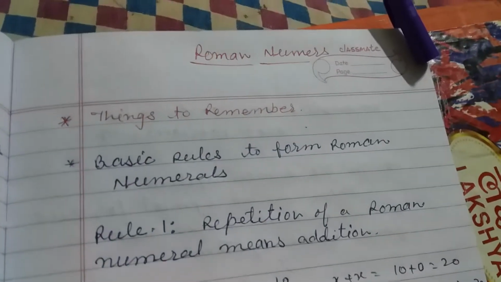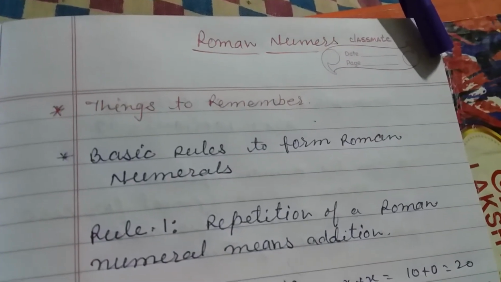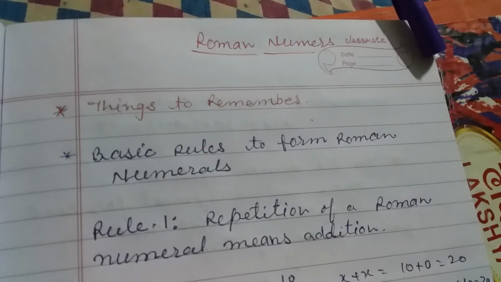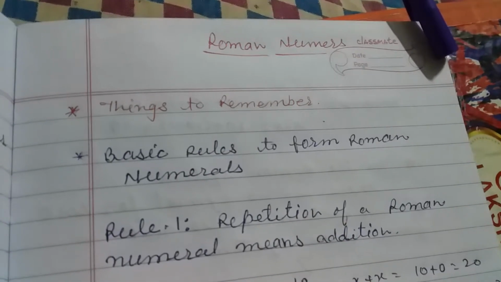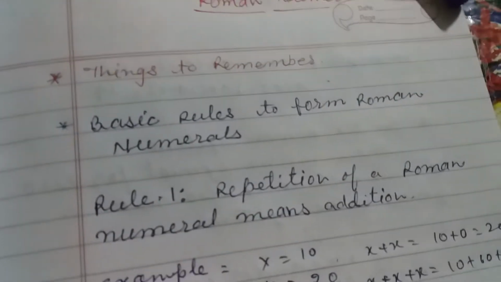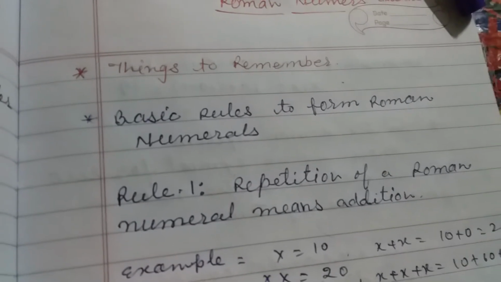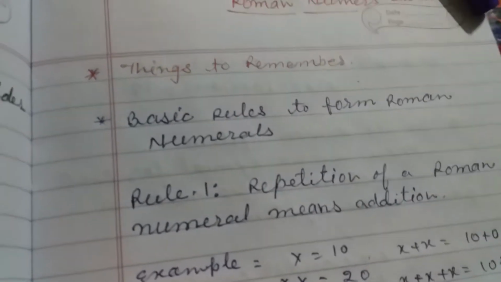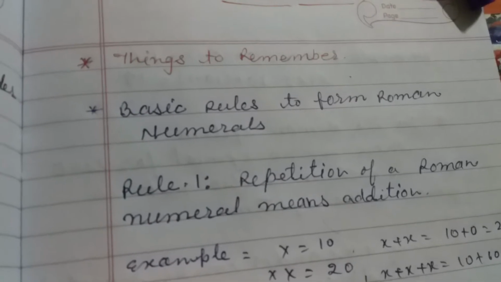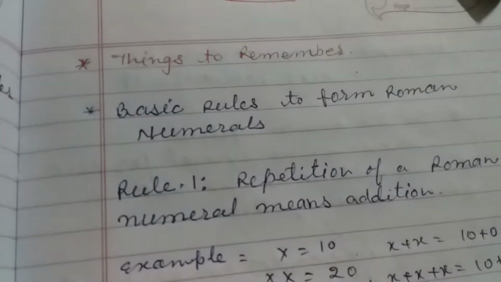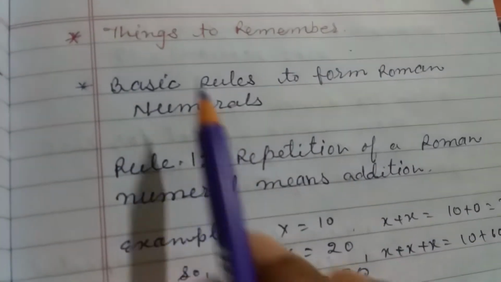Good morning, students. This time we have to study Roman numerals. Firstly, I have given Roman numerals 1 to 100. You have to write and learn them. Then there are some special rules. So you have two things to remember: the basic rules of Roman numerals.